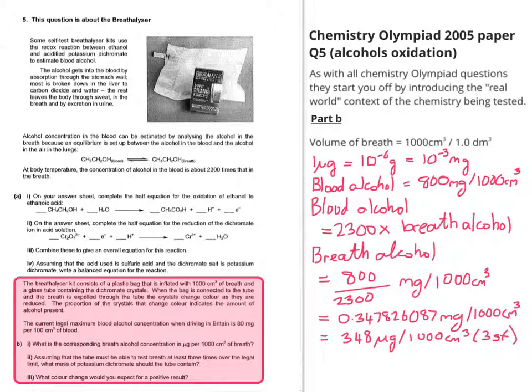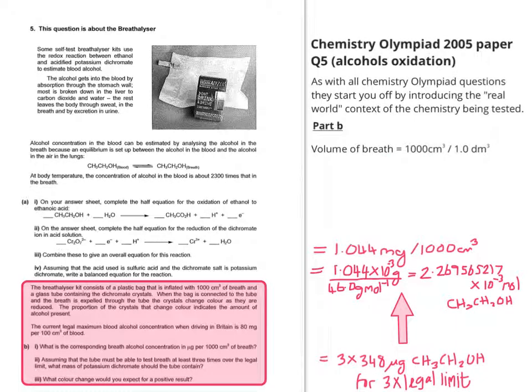On the next part it says, assuming the tube must be able to test breath to at least 3 times over the legal limit, what mass of potassium dichromate should the tube contain? So that needs 3 times 348 micrograms of ethanol for the legal limit. So doing a quick conversion to grams and then dividing by the molar mass of ethanol, it gives you 2.269565217 times 10 to the minus 5 moles, that should be.